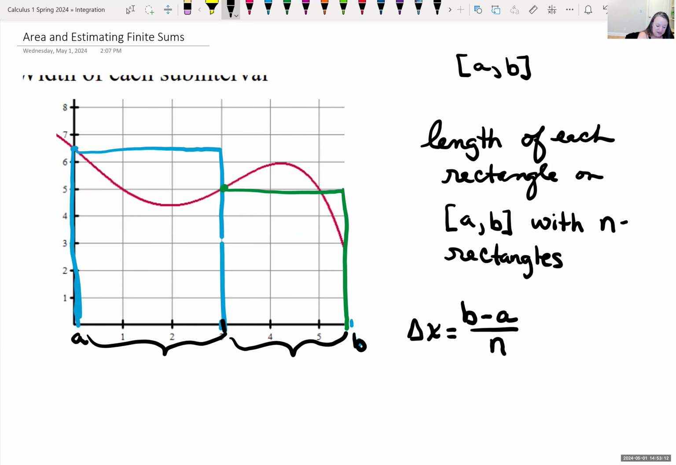So back over here, if I did what we just did and used the numbers I had, I'd have 6 minus 0, all divided by 2, is 3. And so notice that you can see that each width in here is 3. And then notice that we know the height of each rectangle. The height of this first rectangle is going to be, in this case, f of a. In this case, f of 0, really.